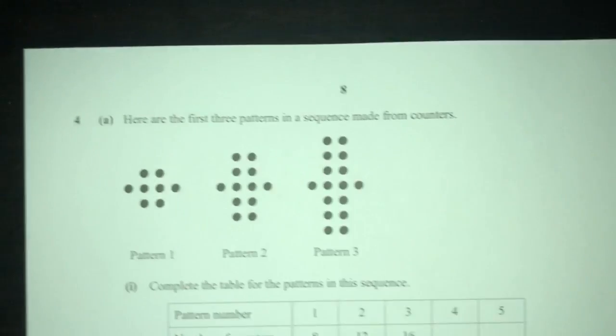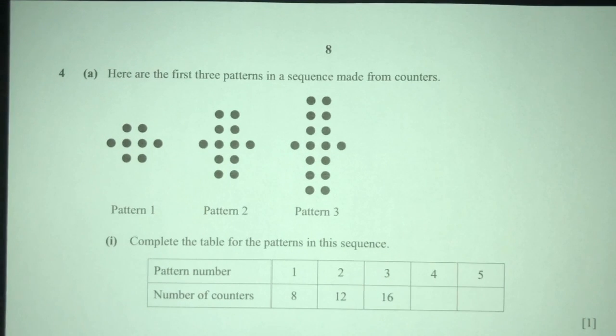Okay, now let's move on to question number 4. So here are the first 3 patterns in a sequence made from counters. So we have 1, 2, 3. Okay, cool, right? Now part 1, we have to complete the table in this sequence.